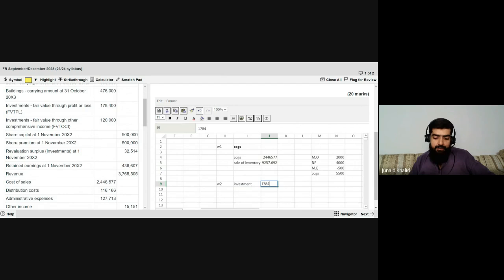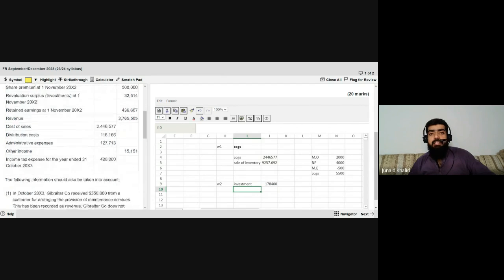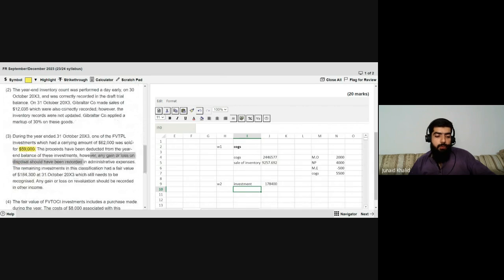Yes. 178,400. That is the investment which is already given over here, and this is the updated one. The reason being, it says they have already deducted 59,000. But please let me know whether they have accurately or appropriately deducted. Is there anything that we need to account for?